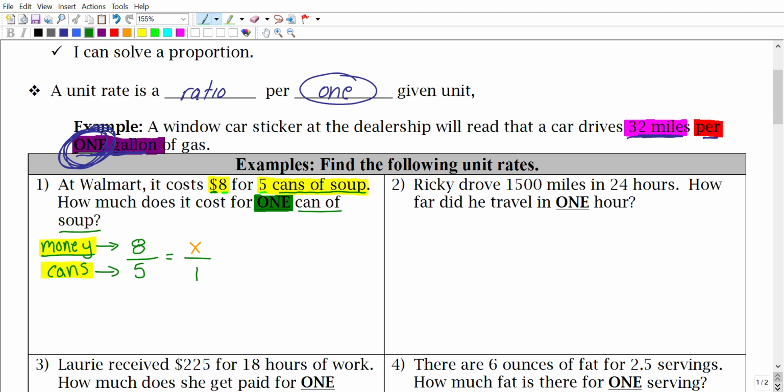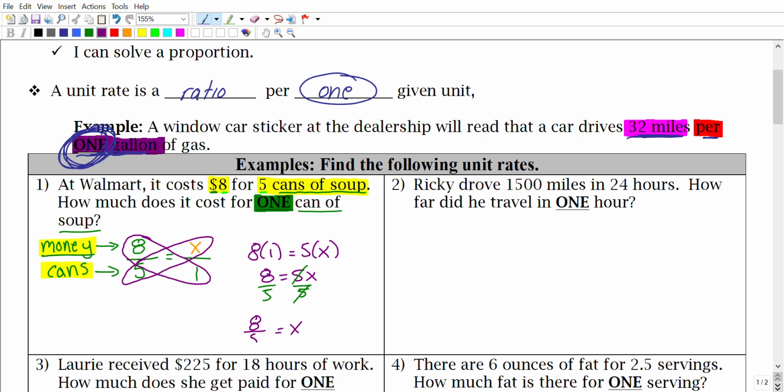And now we can go ahead and start cross multiplying just like we did in the past. So I'm going to multiply these two, and I'm going to cross multiply these two. So what does that give me? That gives me 8 times 1 equals 5 times x. That's just 8 equals 5x. All right. Now what I have to do is divide by 5 because I want the x all by itself. So I get x equals 8 divided by 5.